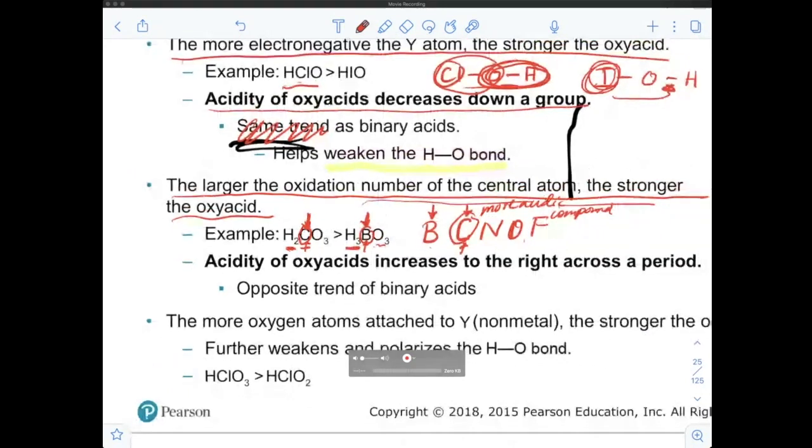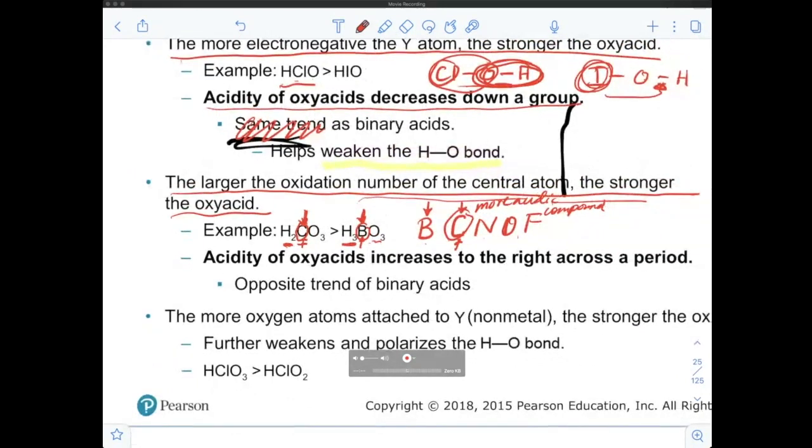Okay. So for this particular example, H2CO3, the only difference besides the central atom is the amount of hydrogens that are attached. So you're saying because carbon is more electronegative than boron, go with that rule first over the number of hydrogens or oxygens that are attached to it.